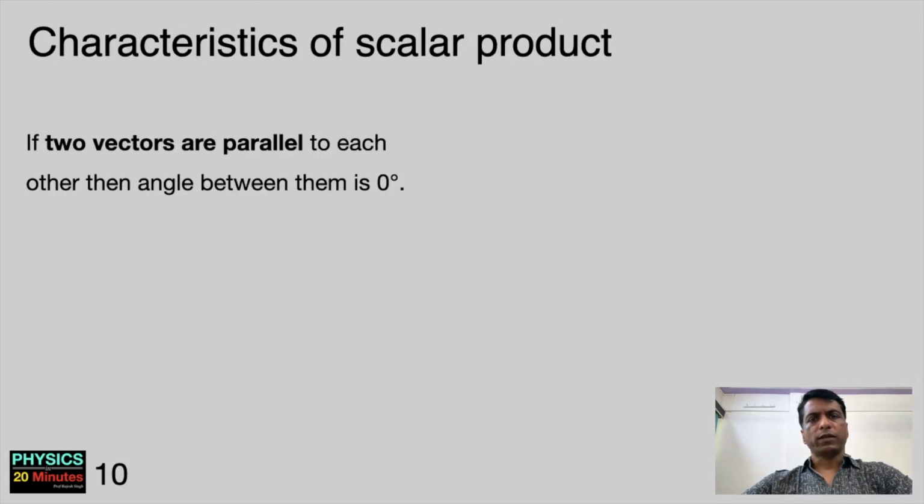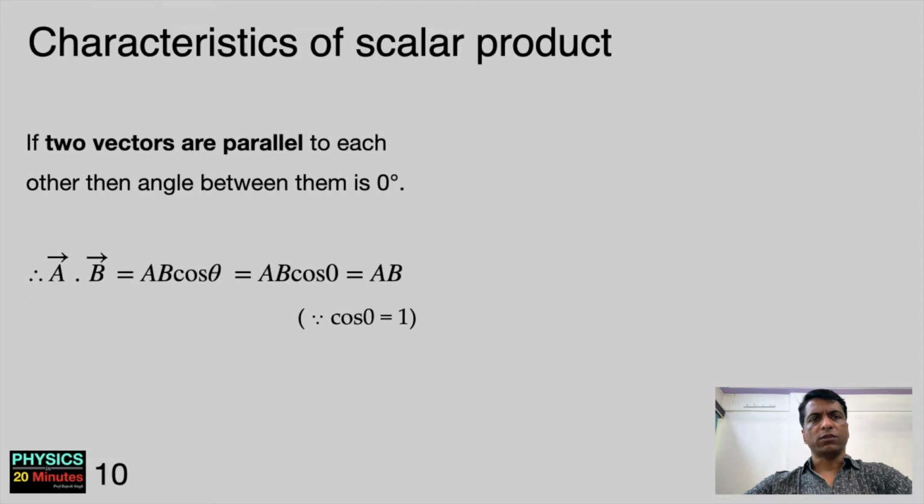What happens if two vectors are parallel to each other? So if they are parallel to each other, the angle between them is 0. Therefore, A dot B is equal to AB cos theta, which is equal to AB cos 0, which is equal to AB, since cos 0 is equal to 1. Therefore, the scalar product of two vectors when they are parallel to each other is maximum.